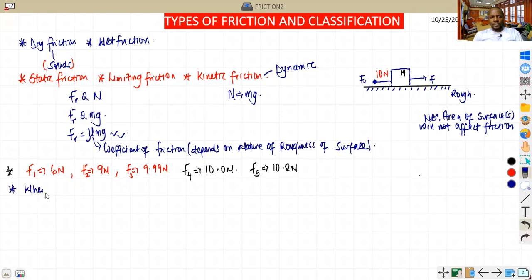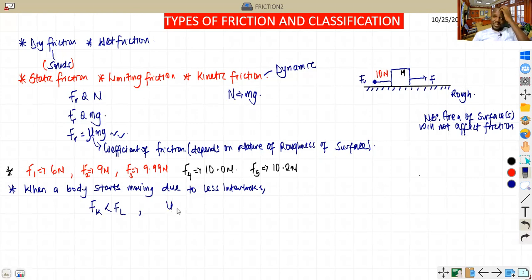When the body starts moving, due to less interlocks, then we can say kinetic friction is less than limiting friction. Another important thing, you can say the coefficient of kinetic friction is less than that of static friction. Please keep that in mind. It's very important.